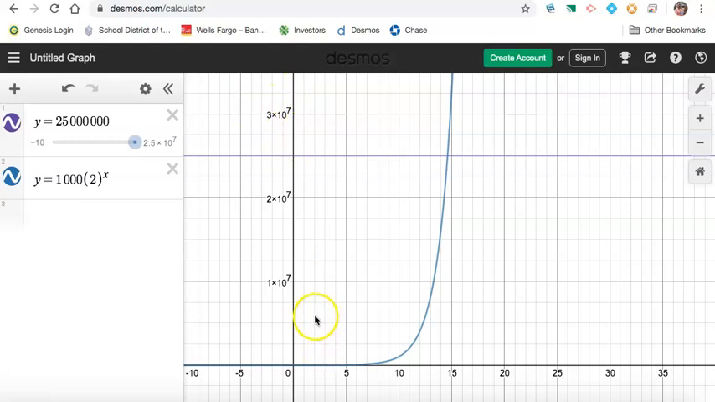All right. And here's my exponential function, and when does it intersect with this? Well, it intersects at about 14.61, comma, 2.5 times 10 to the 7th, which is 25 million. So when will you reach 25 million? At 14.61 months is the exact answer.